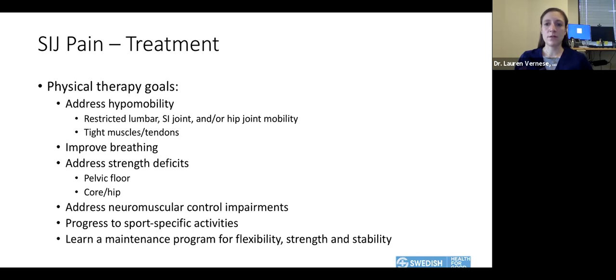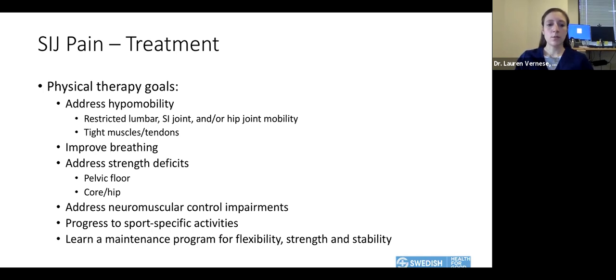If the foot's off, it's going to throw off everything more proximally. Looking also for tight muscles and tendons, working on stretching those. Work on improving breathing. Any abnormalities in the diaphragm movement have actually been shown to correlate to sacroiliac joint dysfunction. So really making sure these people are taking appropriate full breaths. And then that also helps with the pelvic floor motion. Address any strength deficits in the pelvic floor and the core and the hips.